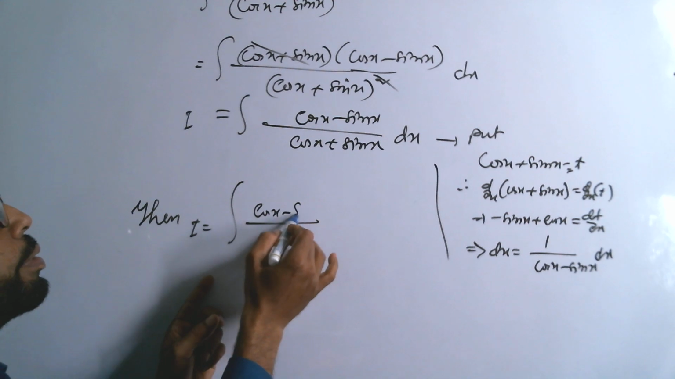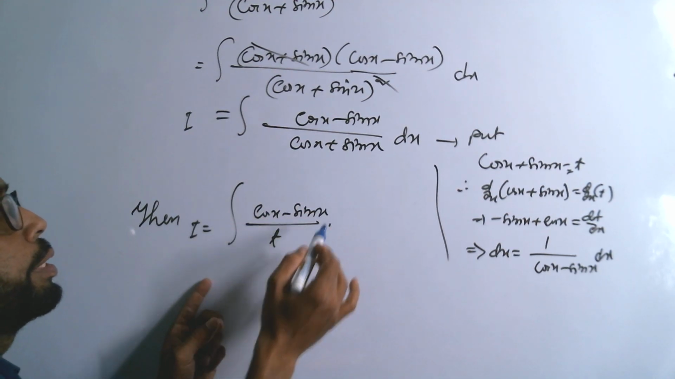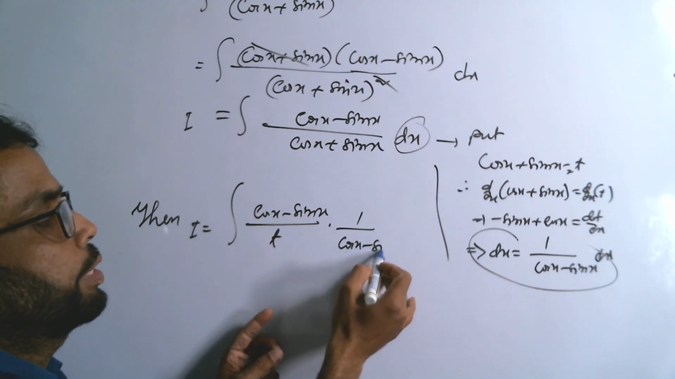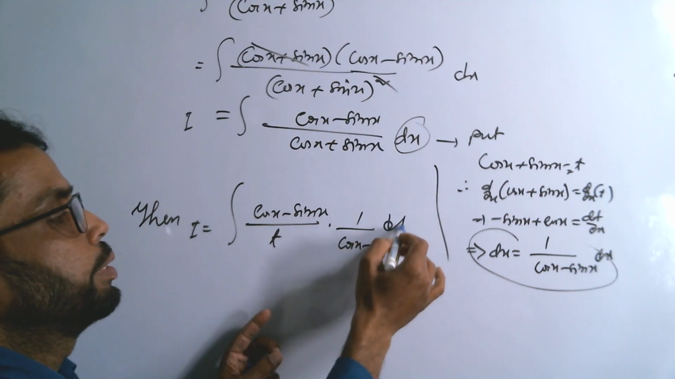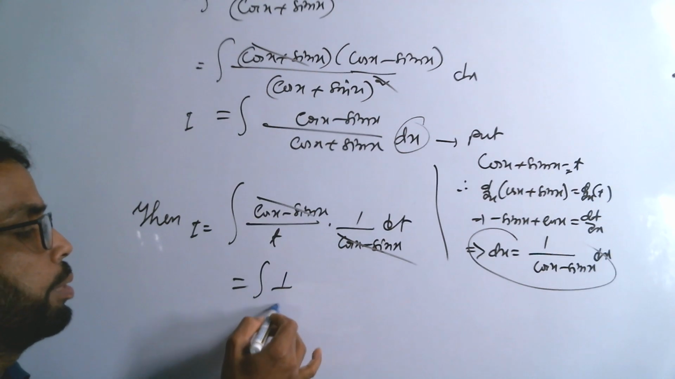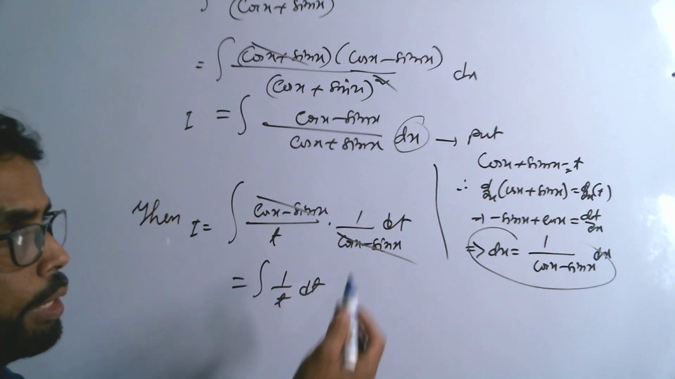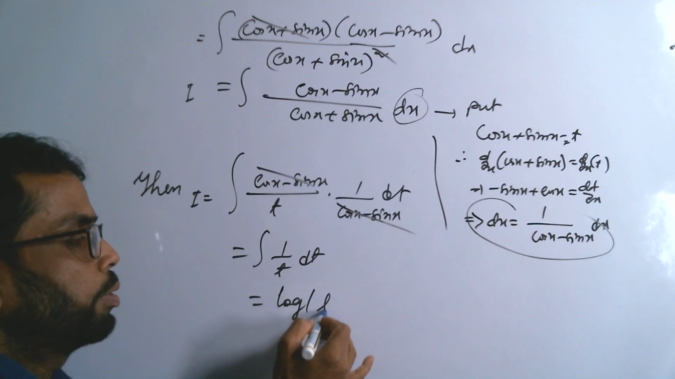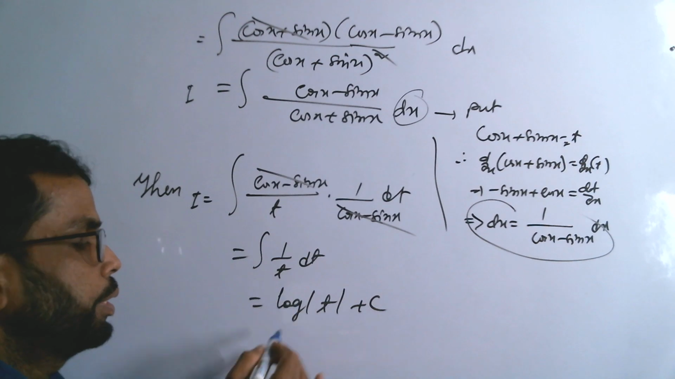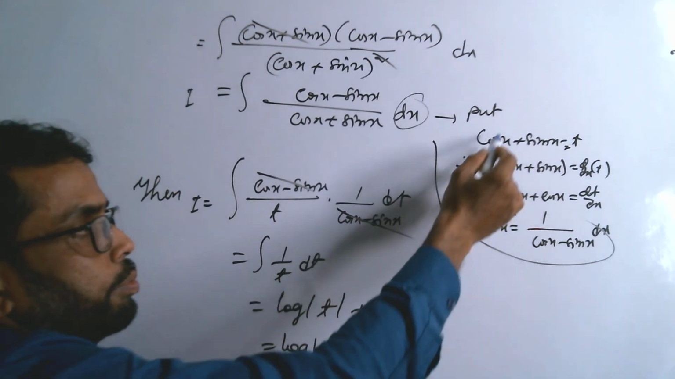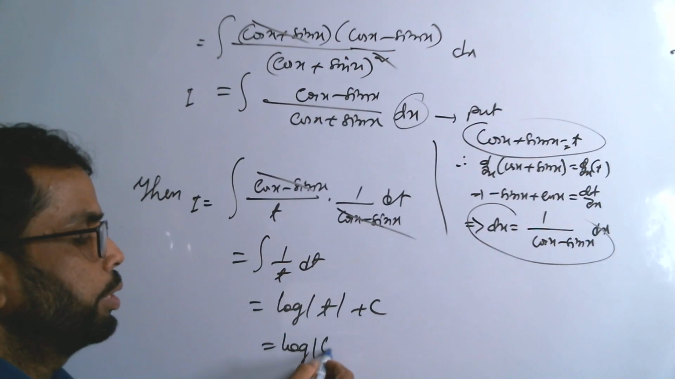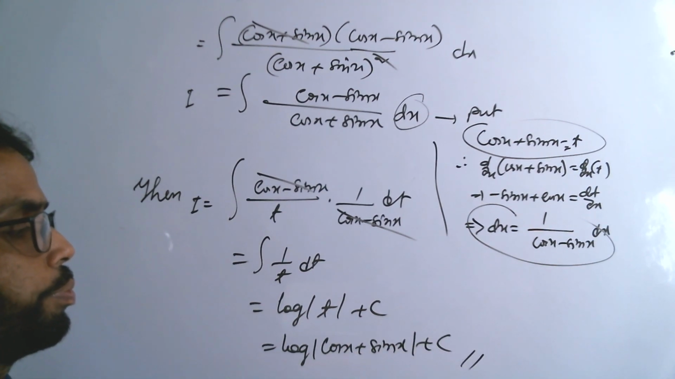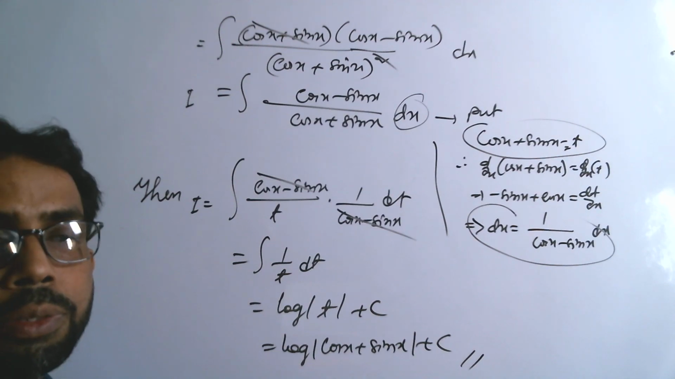The numerator as it is. The denominator we have taken as t and dx is converted here. dx is 1 by cos x minus sin x dt. And then this is getting cancelled. Finally remaining 1 by t dt. So the integration now comes under a basic formula. Integration of 1 by t dt is log of t plus constant. And t we have taken for cos x plus sin x, so we can put it back. This is the complete solution.